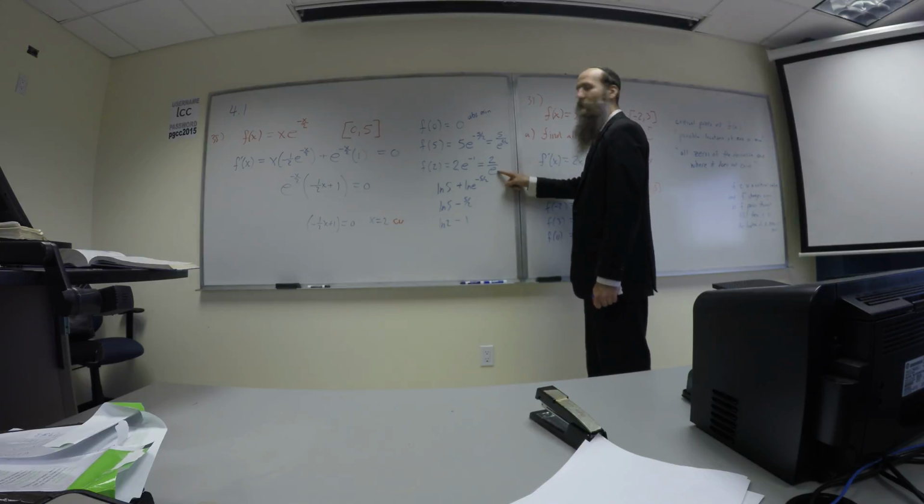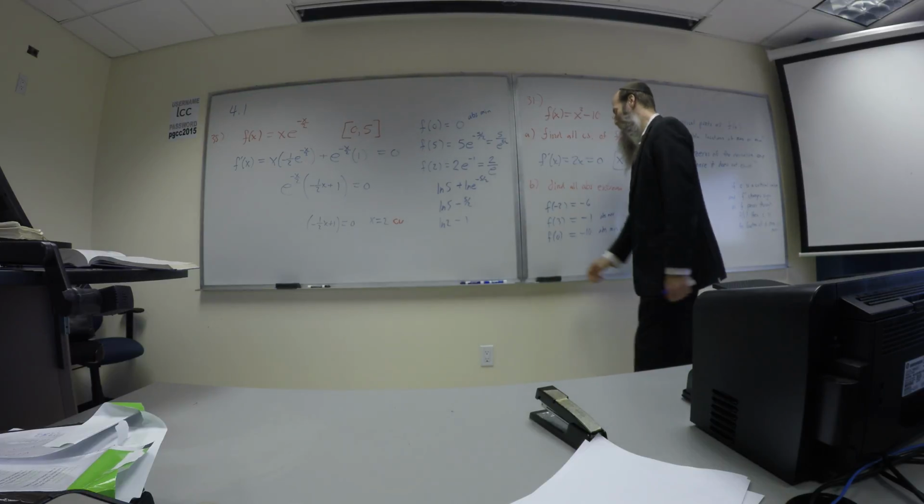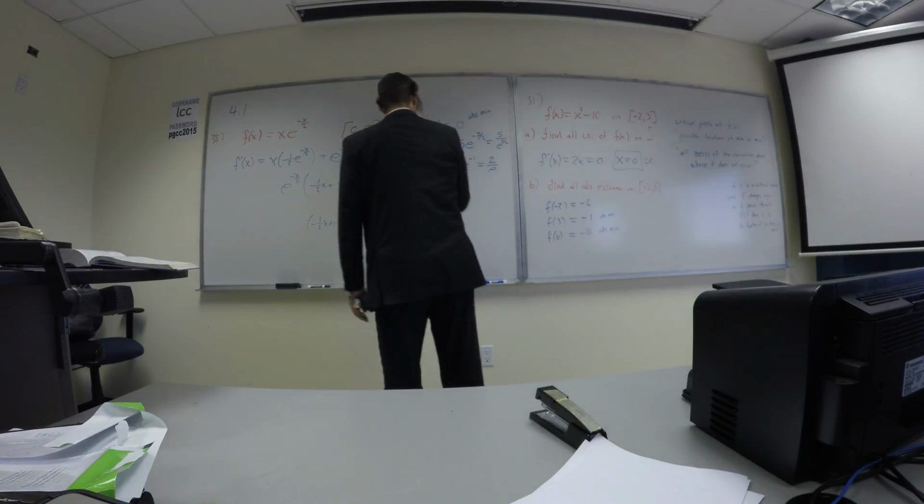How big is e? 2.7 something, right? Well, e itself is 2.7 something, right? So you got 2 over 2.7, which is around what? 0.7357. All right, you don't want to think. That's fine. Don't worry about it.